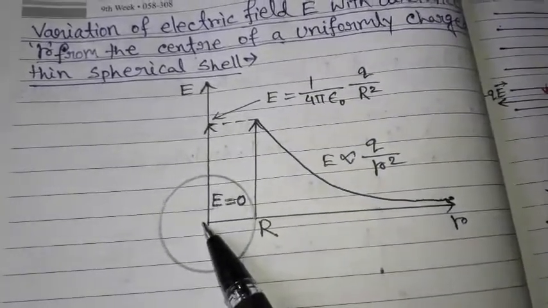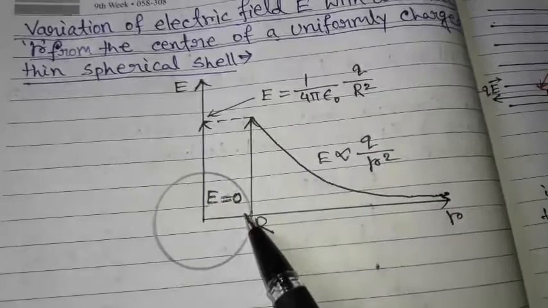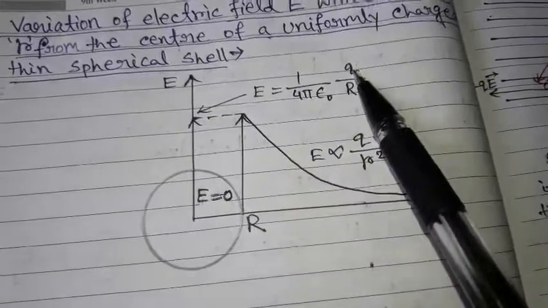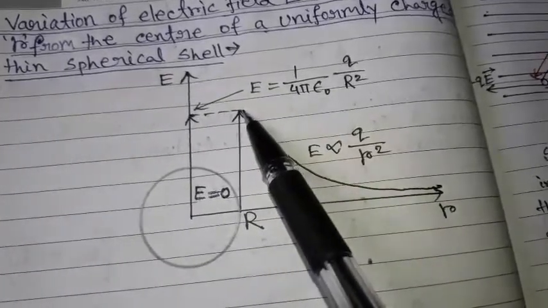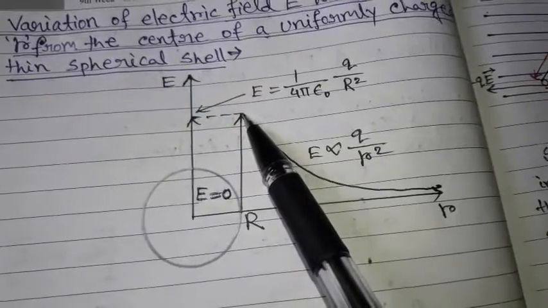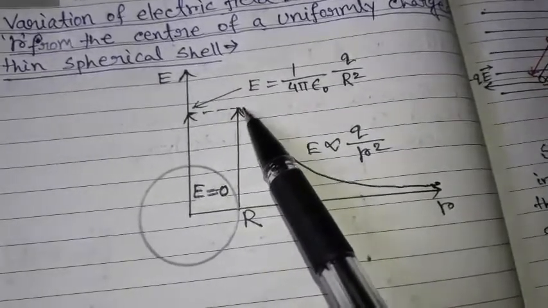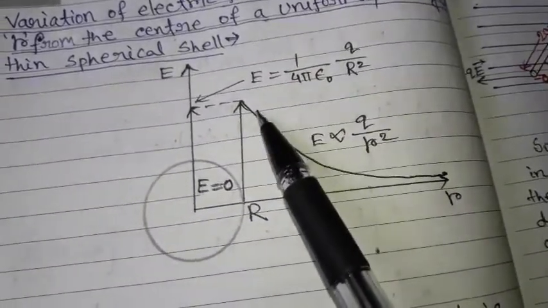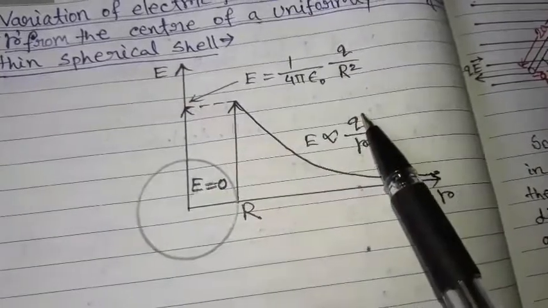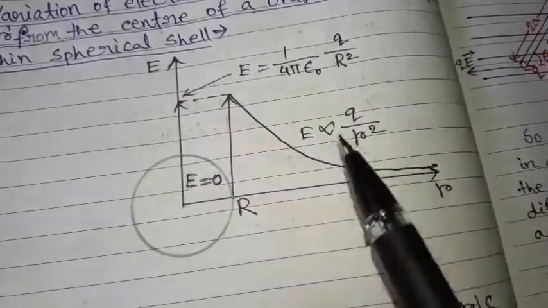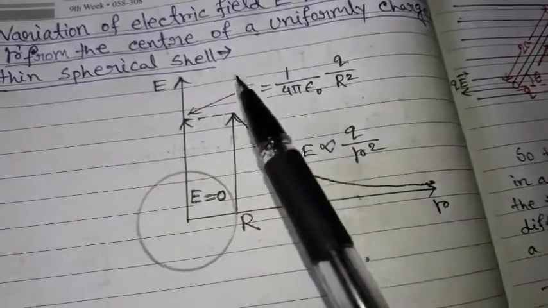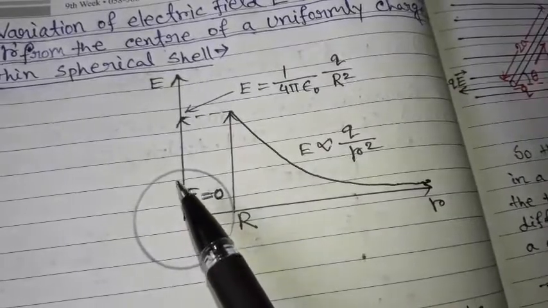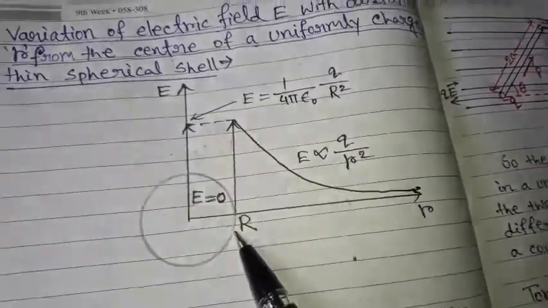We know inside the spherical shell the electric field is 0 and at the surface the value of the electric field E equals 1 by 4 pi epsilon 0 Q by capital R square. So this value is the electric field at the surface of the sphere, and if the distance increases more than the radius of the sphere, the electric field varies proportional to Q by small r square like this. So this graph indicates the variation of electric field from the center of a uniformly charged thin spherical shell.